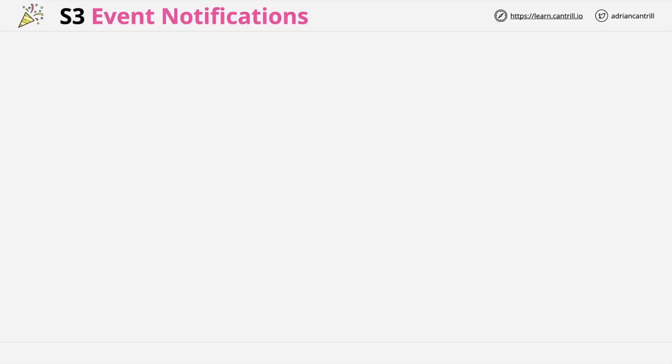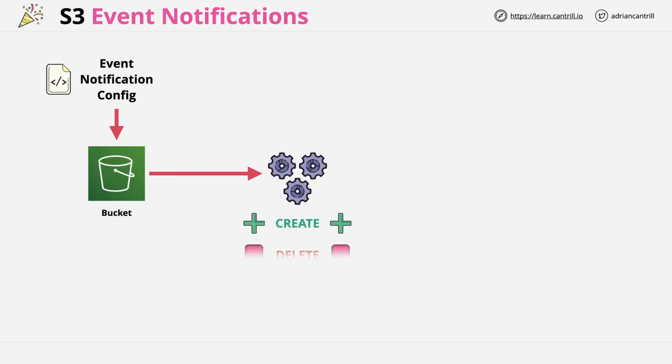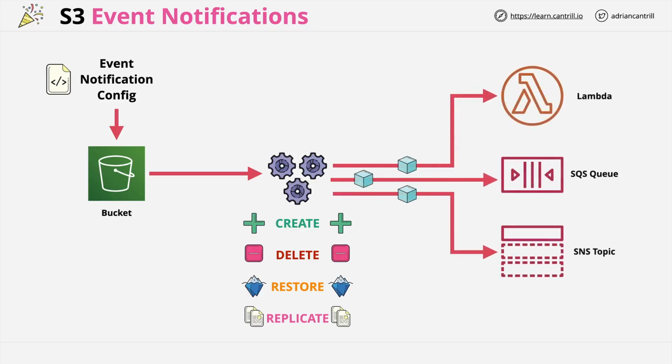Now visually it looks like this. We start with an S3 bucket and define an event notification configuration. The configuration matches events which we want to be notified of. Over time these events occur, which, as I just talked about, include create events, delete events, restore events, and replicate events. And when these things occur, events are generated and sent to the destinations which you configure. And at the time of creating this lesson, that's Lambda, SQS queues, and SNS topics.